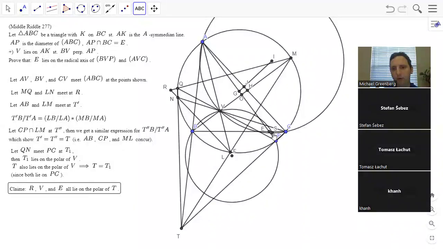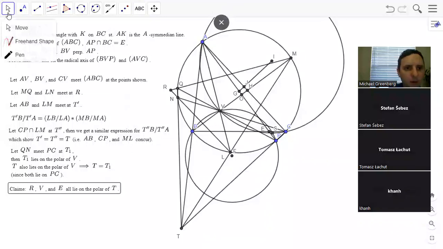So S is where the circles intersected, and we showed that. Oh, R is the inverse of F. Okay, actually, never mind. We do need F because the inverse of S is R. That's how we did this. Keep going.